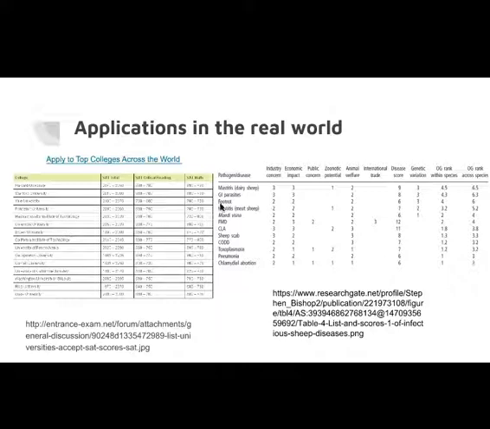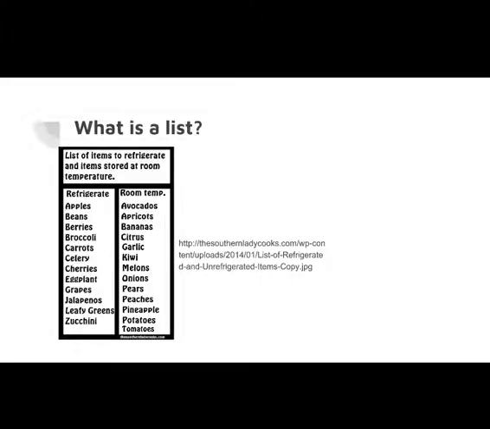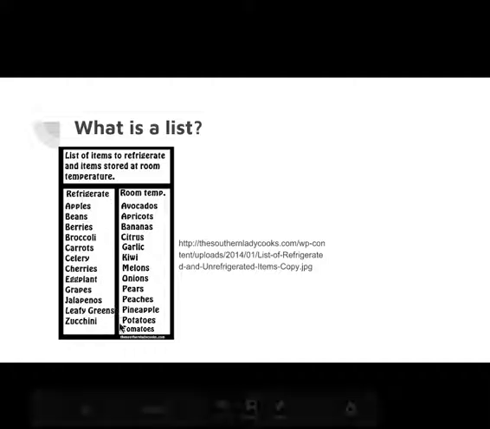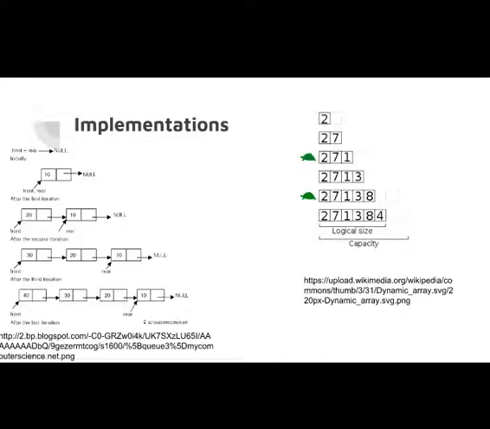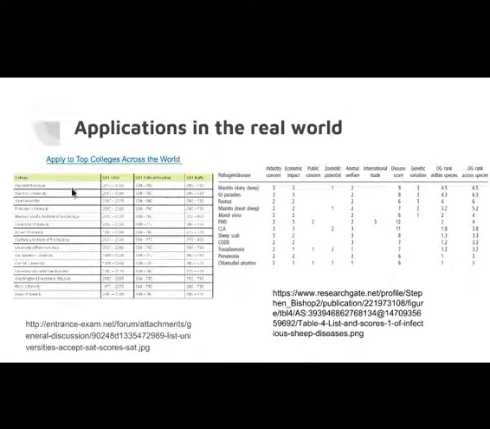So, the idea is lists can be used to keep track of numerous amounts of things. As we saw in the second slide, they kept track of individual food items that could be stored at various temperatures. They can keep track of individual numbers. They can keep track of SAT scores and rankings of individual diseases or whatever these are. Basically, lists are there to keep track of information.